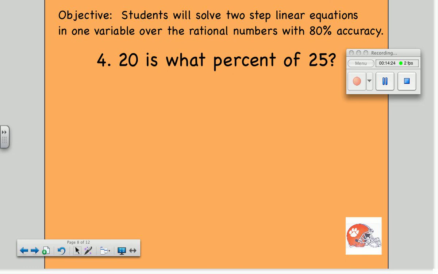Now we have to set up the proportion ourselves. They're telling us 20 is what percent of 25? So they worded it maybe a little bit different, but that's okay. I can see this, I can pick out the words. 20 out of 25. That means 20 out of 25.